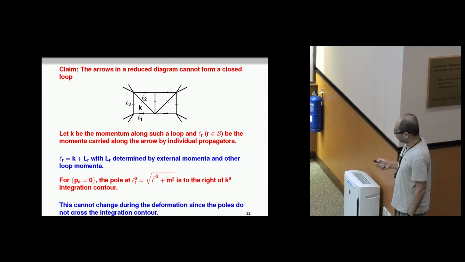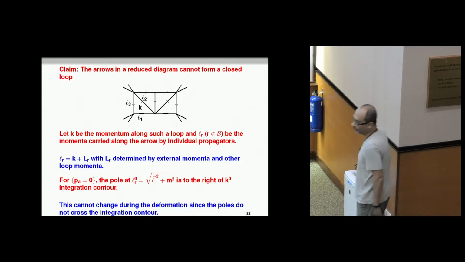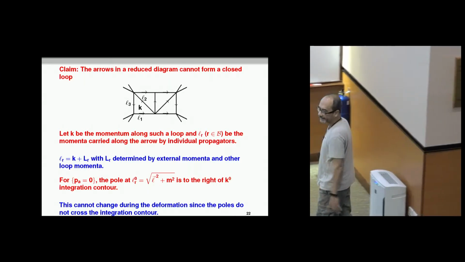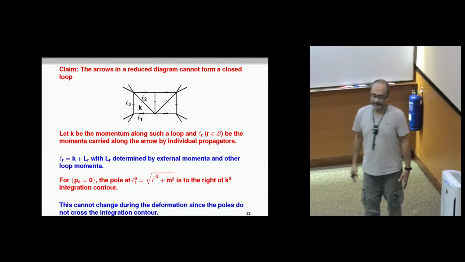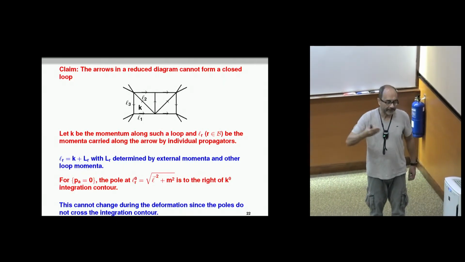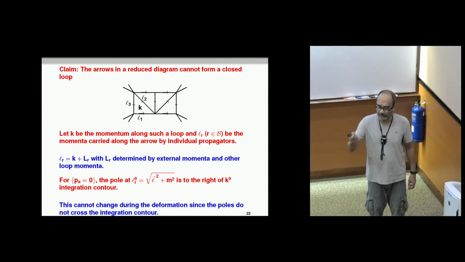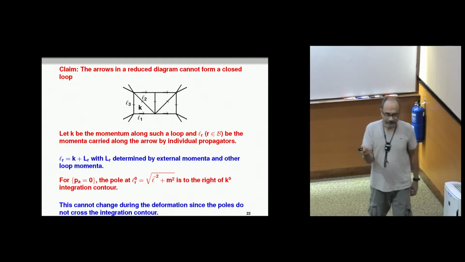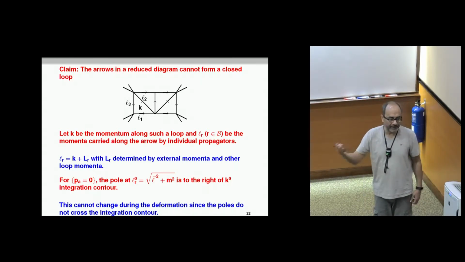So these poles, which are to the right of the K0 integration contour at P equal to 0, must remain to the right all the way, because by assumption, this is the first time we are hitting the pinch singularity. So the poles have not crossed the contour, so they have to lie to the right of the integration contour.